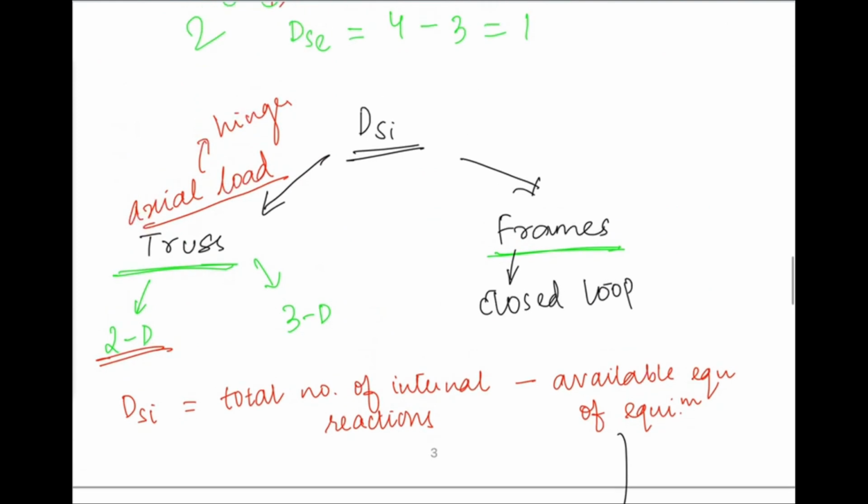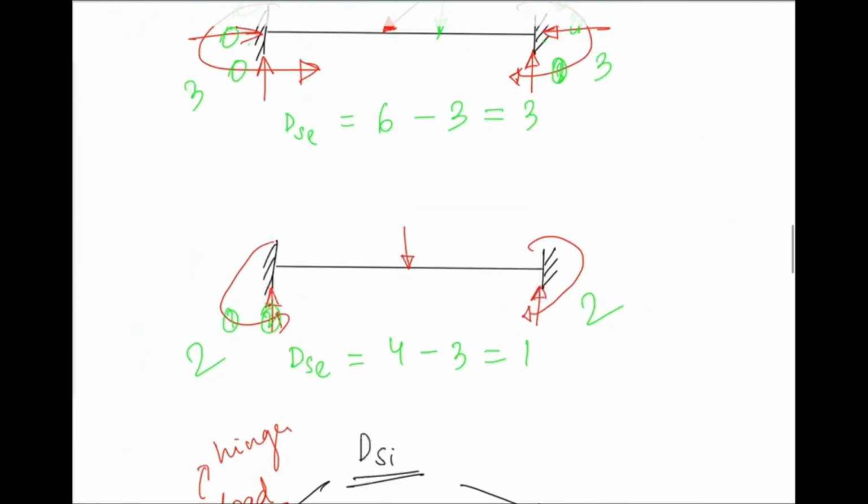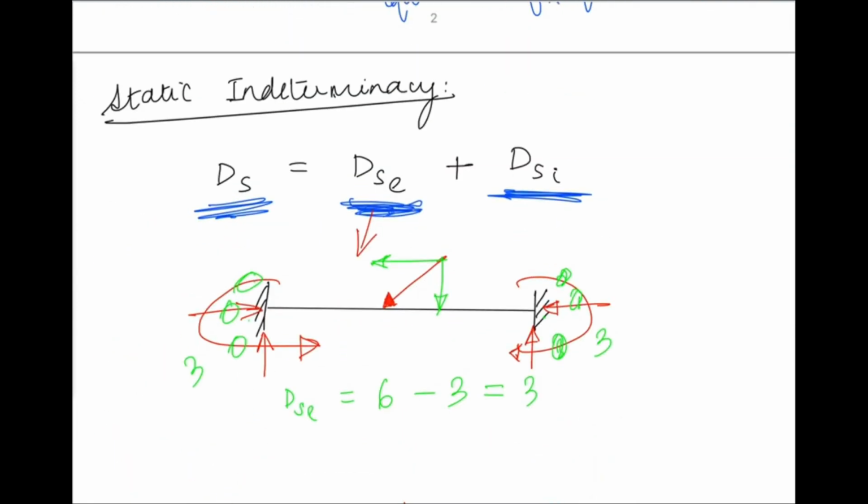Okay. So if you want to find the total static indeterminacy, you just have to add the external and internal static indeterminacies.